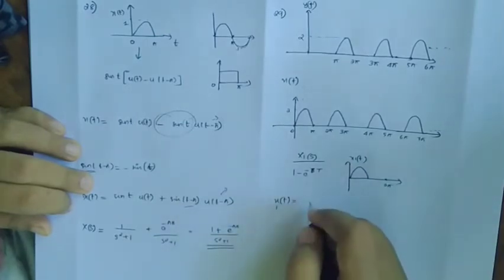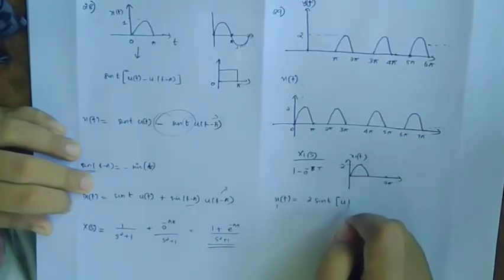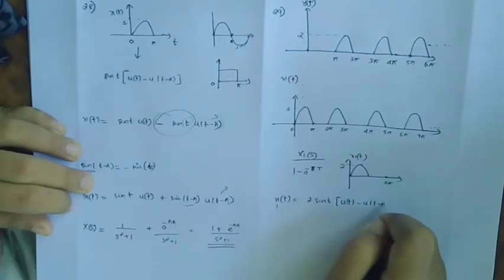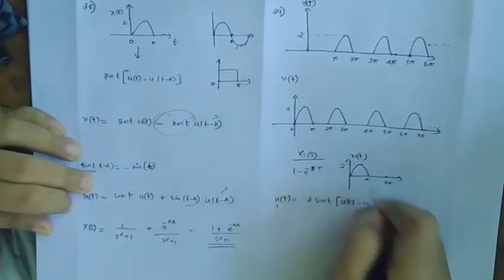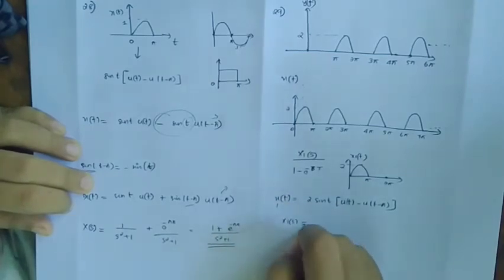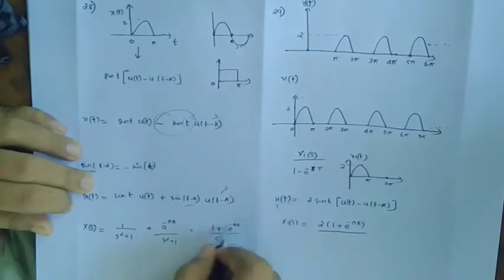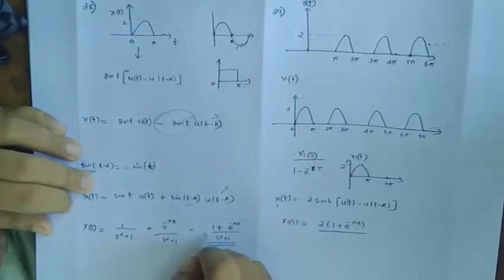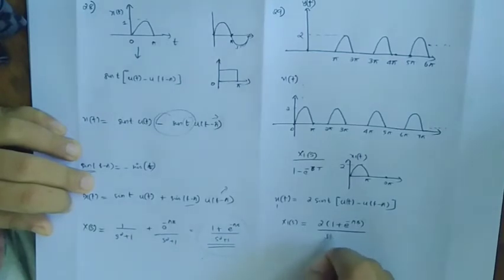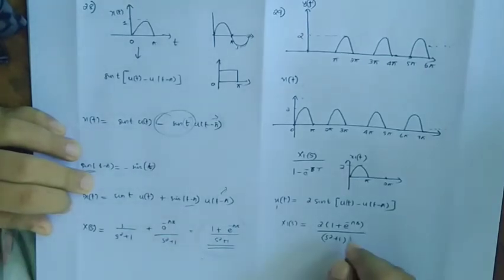So x1 of t equal to 2 sin t, its amplitude is 2, 2 sin t times u of t minus u of t minus pi, because its duration is only 0 to pi. So what will be x1 of s? It will be equal to 2 into 1 plus e raised to minus pi s divided by s square plus 1. We have found it out earlier, the only difference is there will be a magnitude difference of 2. So I'm not going to do that step. In the previous question itself, we have done the same.